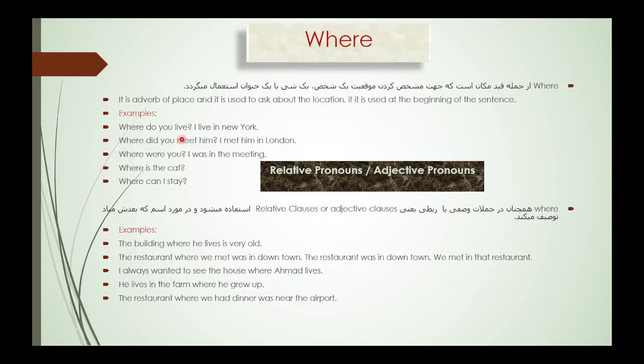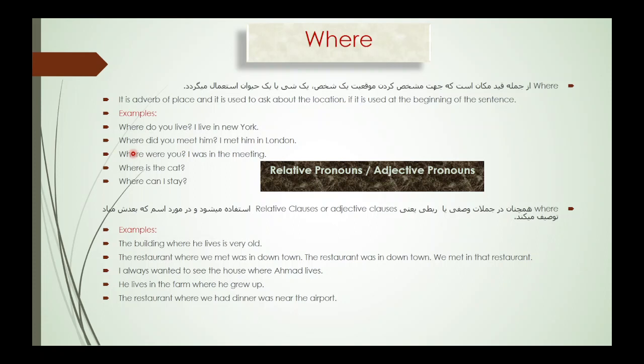Examples we are reading here. Where do you live? I live in New York. So at the end of the sentence we obviously put a question mark because it is a question sentence, right? Started with where, right? So where do you live? I live in New York.